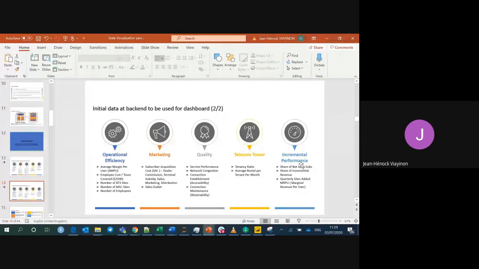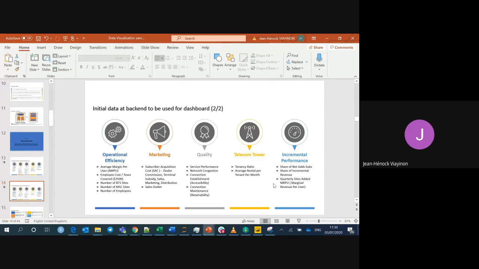Now there is a gross addition, coming from new customers and reconnection. So when you compute the gross, you take new customers plus reconnection, but you will have to subtract the churn to get your net add. For example, you guys will be introduced to all those things when you start working with a telecommunication company. So share of incremental revenue, quarterly sites added, and so on and so forth.